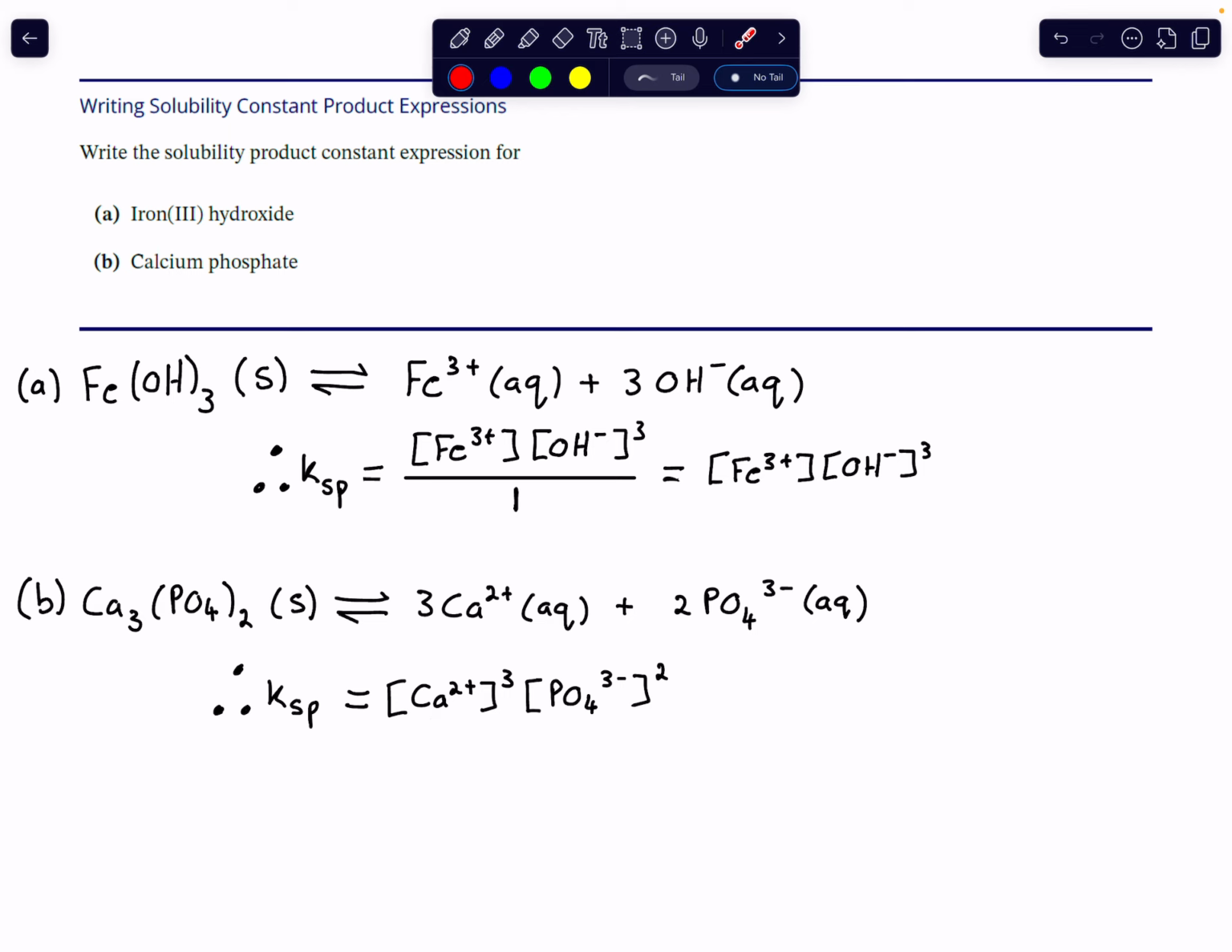But this was about writing KSPs, so I hope you can write KSPs now. Just a reminder, stoichiometric coefficients need to be the powers. And then, of course, you only include things that have concentration. So that's very important.